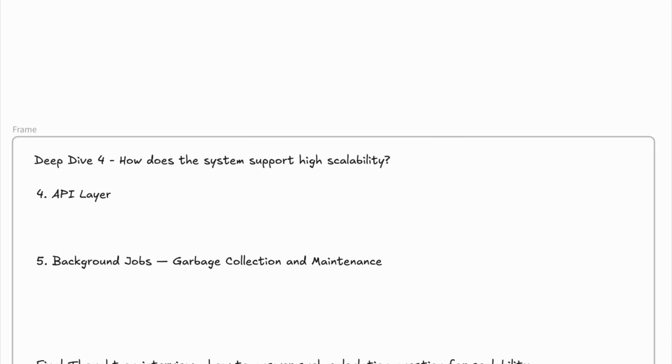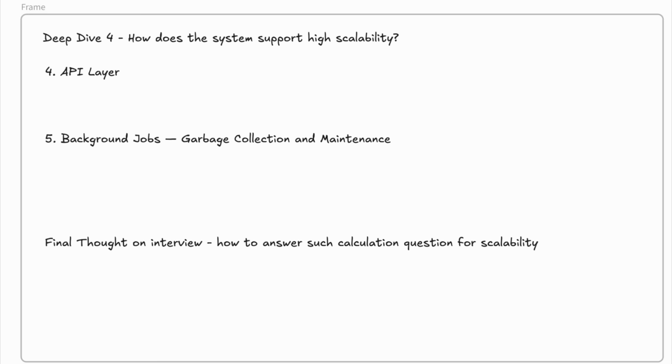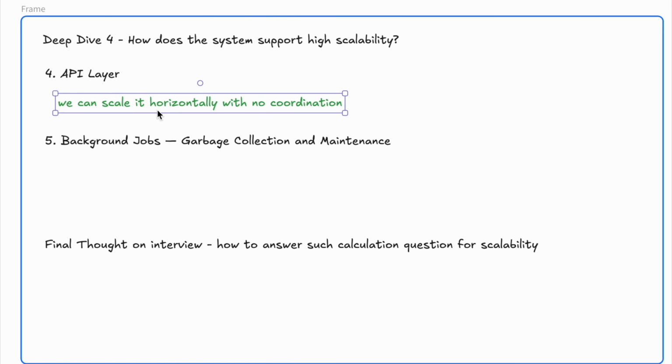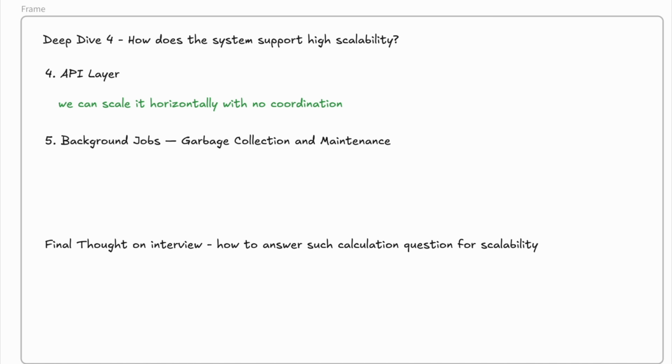Fourth, API layer, the front door. The API layer is stateless, and that's a good thing. It means we can scale it horizontally with no coordination. As QPS rises, we just add more replicas. But one tip here, don't let this become a choke point. Use load balancers, distribute requests regionally, and cache hot metadata paths if needed.